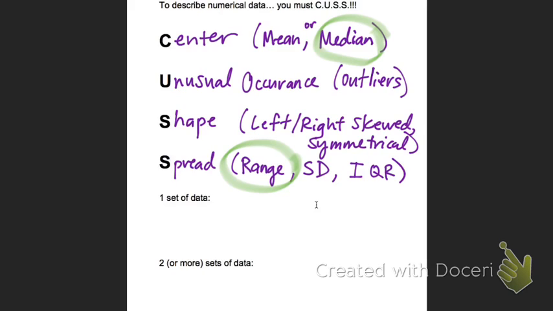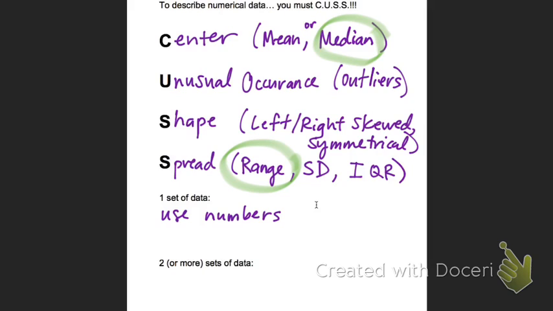There's a difference in how we CUSS based on if the data only gives me one set of data, or it gives me two and it wants me to compare. If it just gives me one set, then there's nothing to compare it to. So I'm gonna use numbers. Like the mean is this, the median is, or the range is this. There's no outliers. It's a left skew.